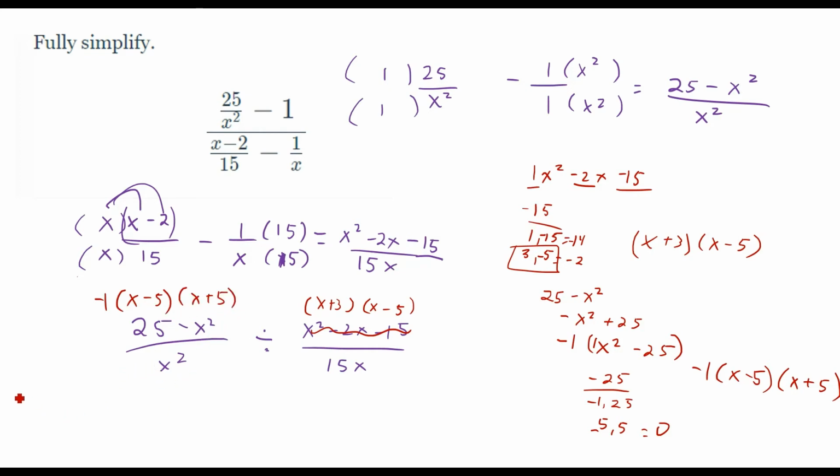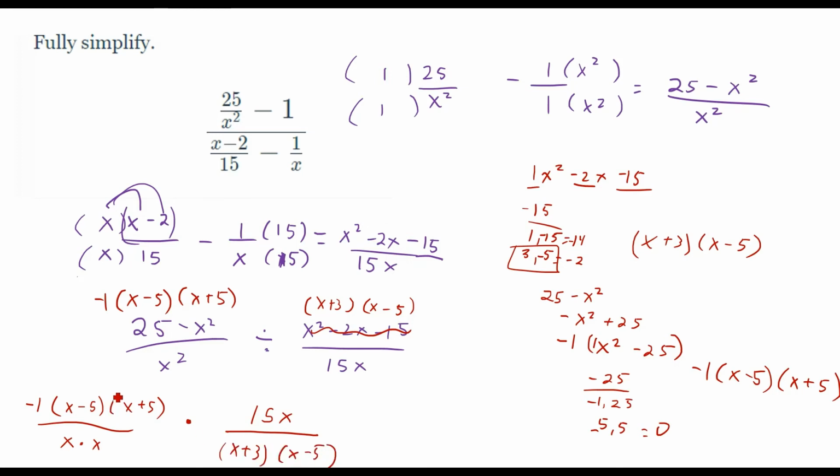Okay, and now I'm going to divide. Sorry it took so long for this one. This one, I will admit, is a harder problem than the other one. So let's see. Negative 1 times x minus 5 times x plus 5 divided by x squared. I'm going to write that as x times x, just because it might make it easier for me later. Now the second fraction, I'm going to go ahead and flip. The division sign changes into a multiplication sign, and the top goes to the bottom and the bottom goes to the top, and we get 15x at the top and x plus 3 times x minus 5 at the bottom.